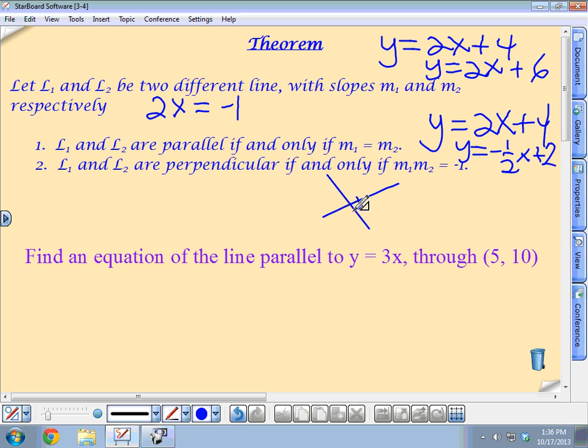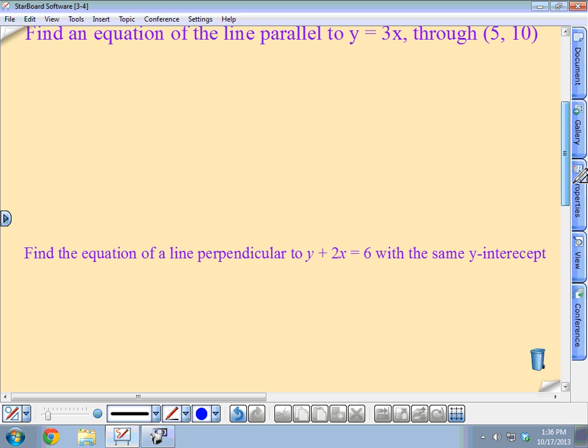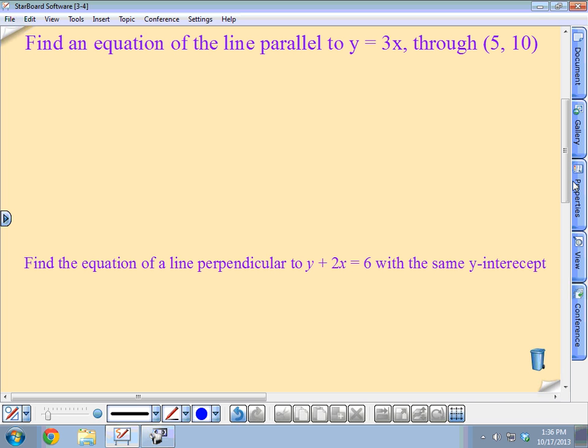All right, so let's do an example of this. Find an equation of the line parallel to y equals 3x through the point 5, 10. Okay. So, we know that if it's parallel, what do we know about the slope of the new line? So what's the slope going to be? I'm sorry? 3. It's going to be the exact same. The slope's going to match if it's going to be a parallel line. So my new line is going to have a slope of 3. And my line is going to pass through the point 5, 10.